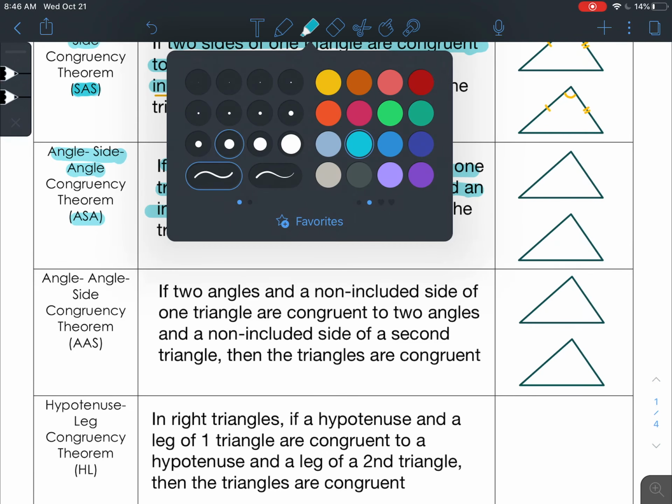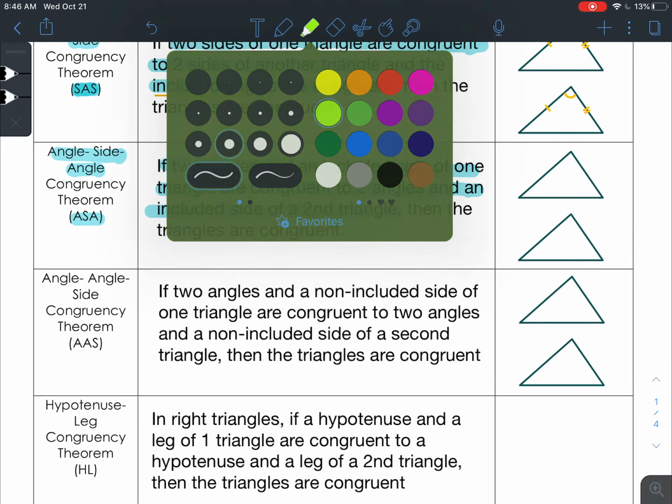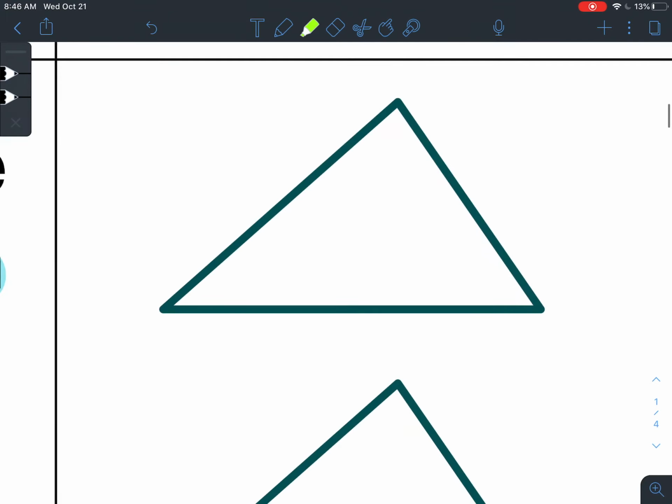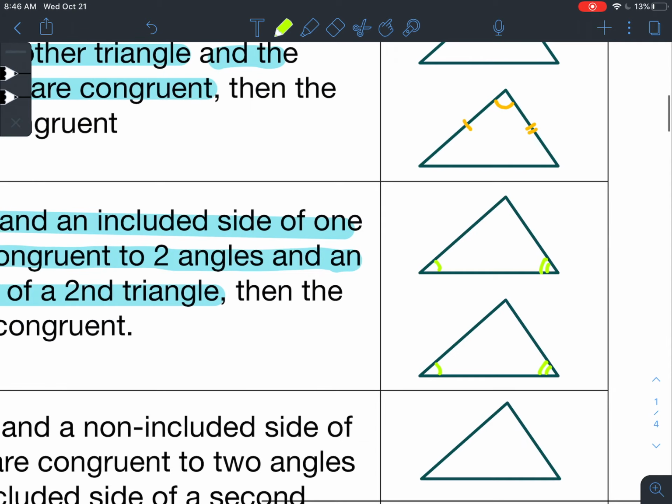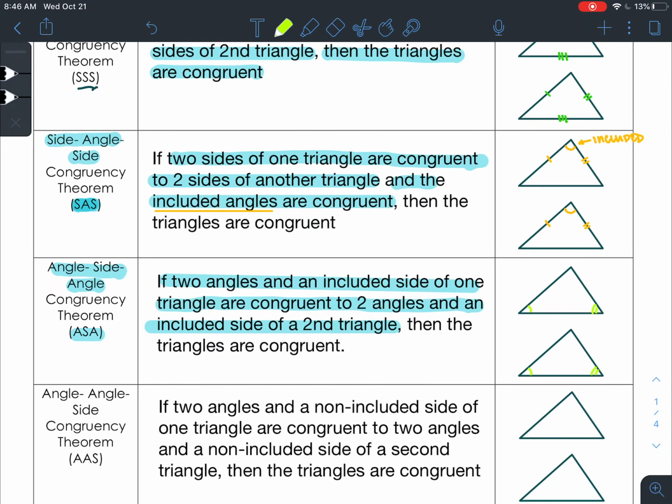So let's look at this one. Let's go ahead and mark two angles. Let's have that this angle is congruent to this angle, and then this right-hand angle is congruent to this right-hand angle. So that's the first part. We have two angles that are congruent to one another.